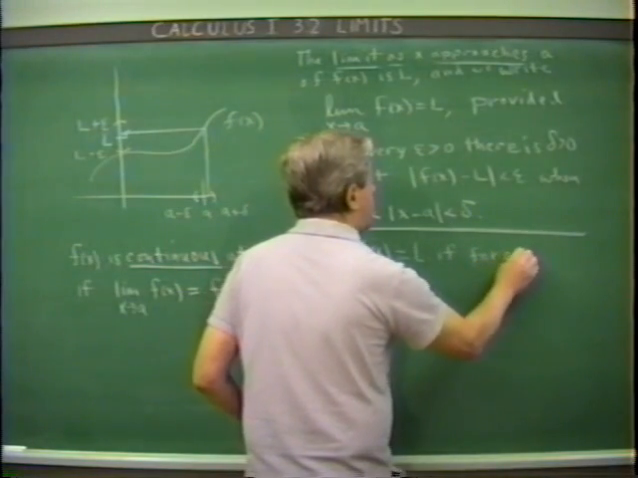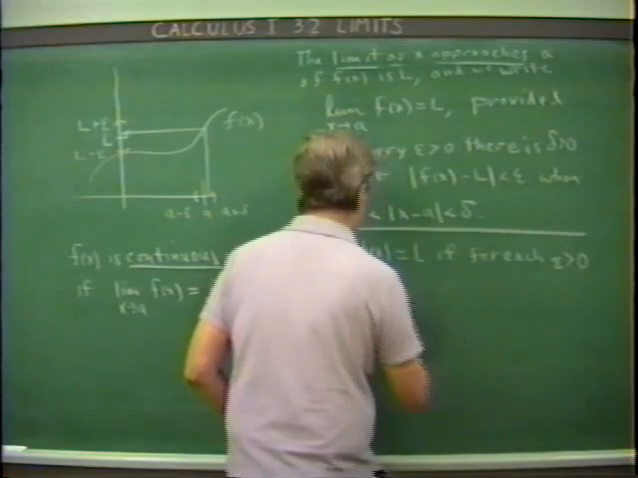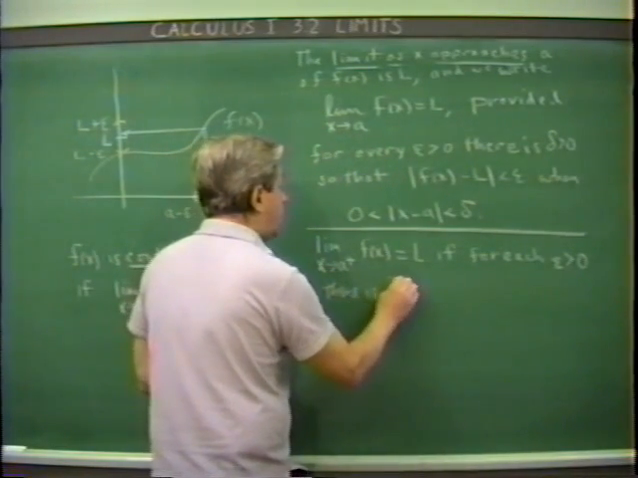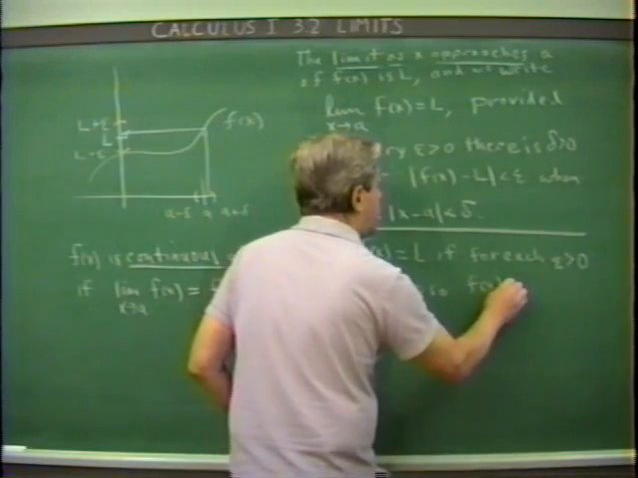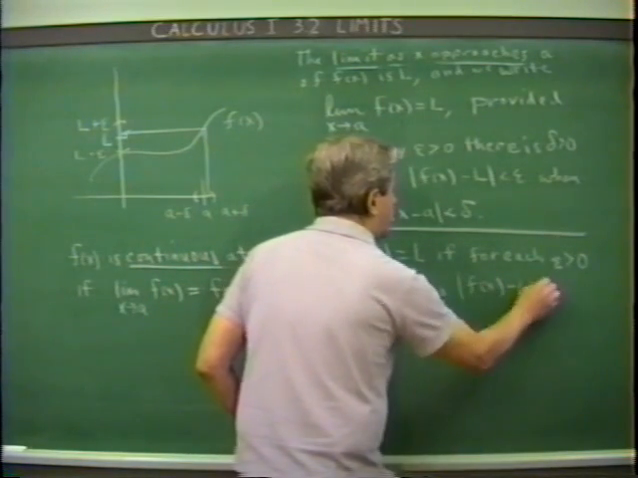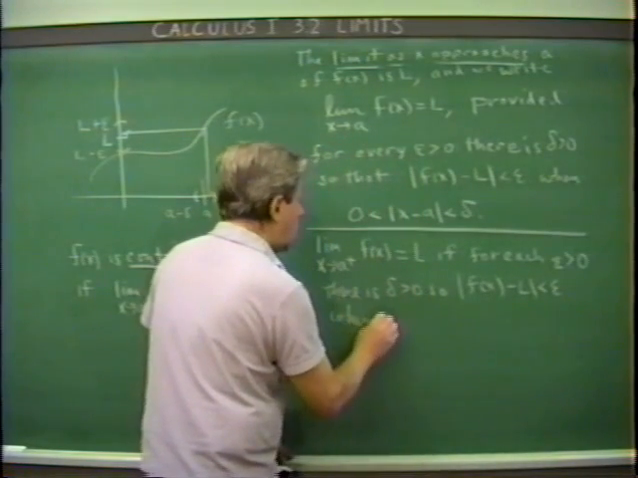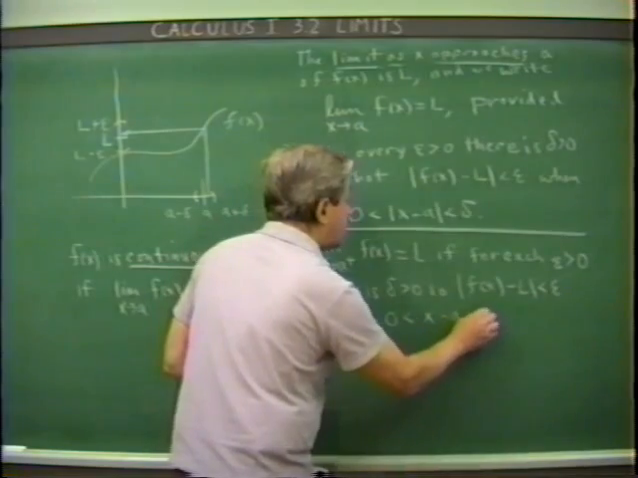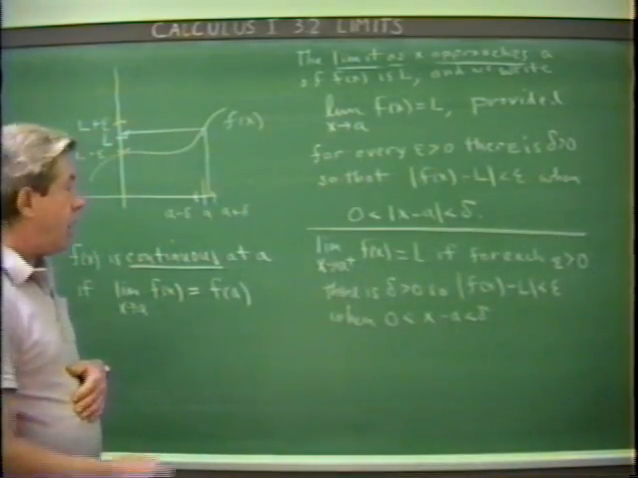We want to consider f of x equals mx plus b. In general, at a point a, we want to show that the limit as x approaches a of mx plus b equals ma plus b, that the limit is the value of the function at the point. So if you stay close, the result will be close.